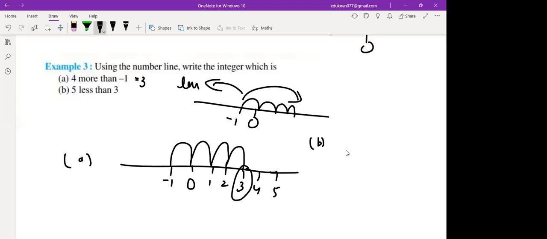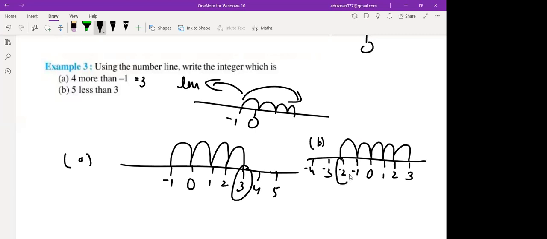Now for the B1, 0, 1, 2, 3. It was less. So basically you will start from here. -1, -2, -3, -4 like this. 3 it was, 5 less than. 1, 2, 3, 4, 5. So -2 is the answer. -2. Clear? Okay. Now everybody got it? Yes, ma'am.